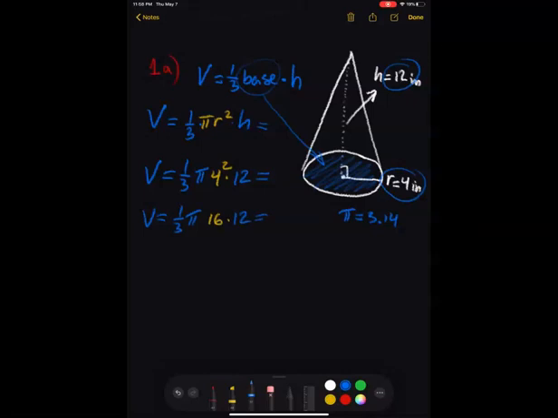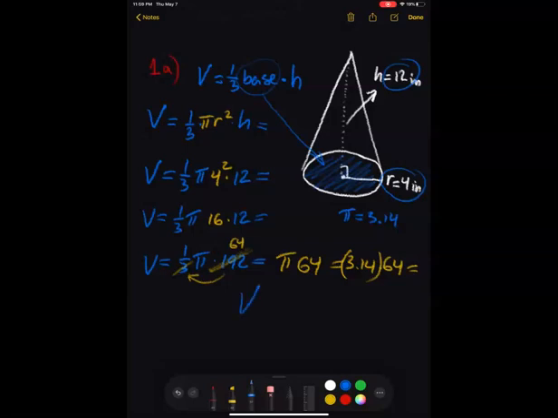12 times 16 is 192, so volume is equal to 1/3 pi times 192. We can reduce this, and 192 divided by 3 is 64. So our volume is equal to pi times 64, which is 3.14 times 64.